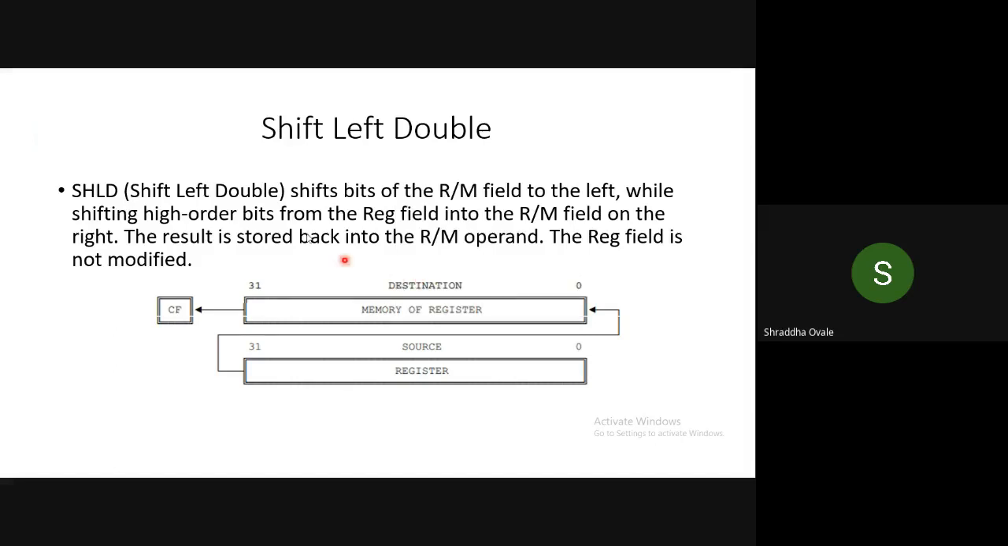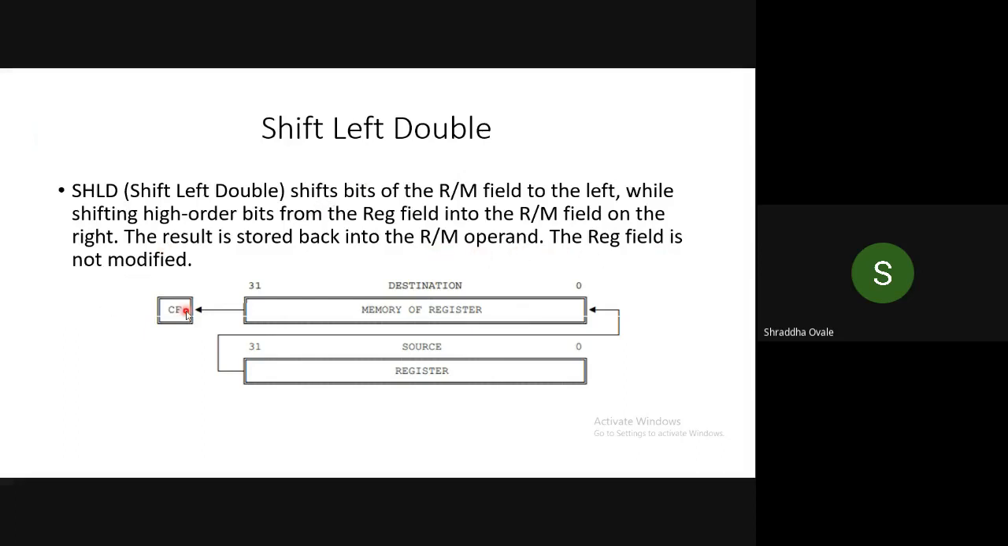Now we'll see what happens in this. This shifts bits of the RM field, that is the register or the memory field, to the left. Very simple. This instruction will shift the bits either of the memory or of the register field to the left side, while shifting the high order bits from the register field into the register or the memory field on the right side. Means what? Shifting will take place from left side to right side. Okay. The result is stored back into the register or the memory operand, and the register field is not modified.